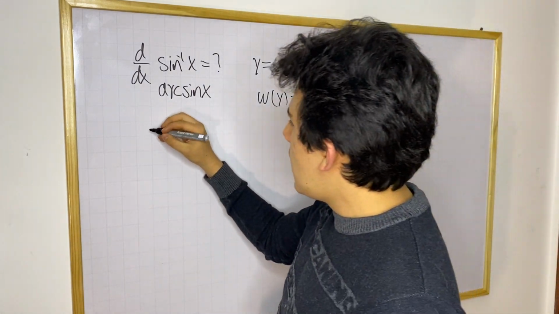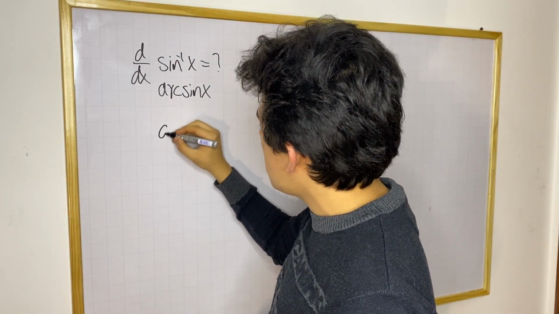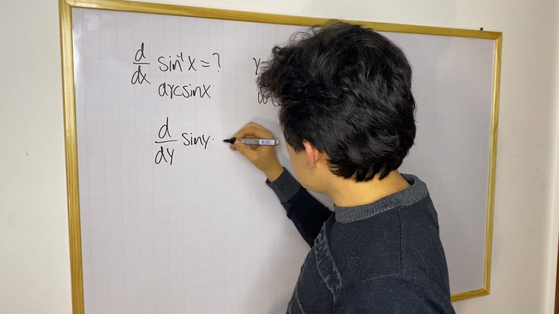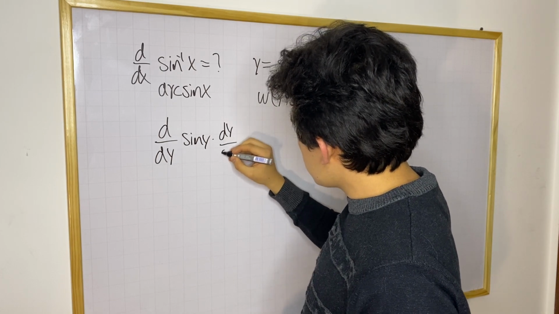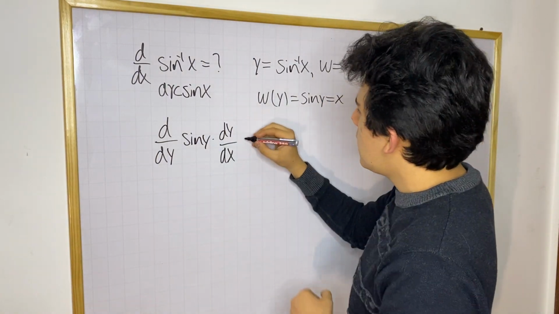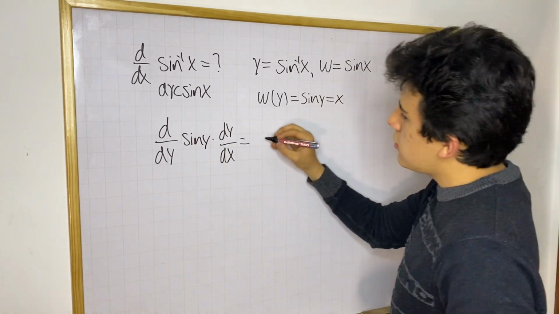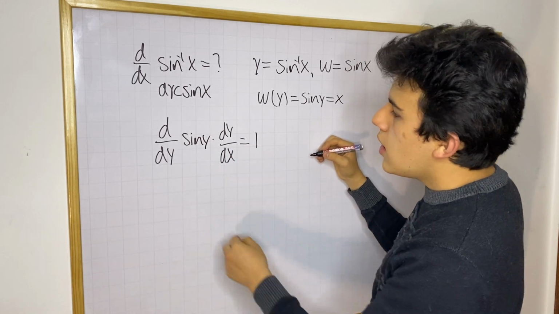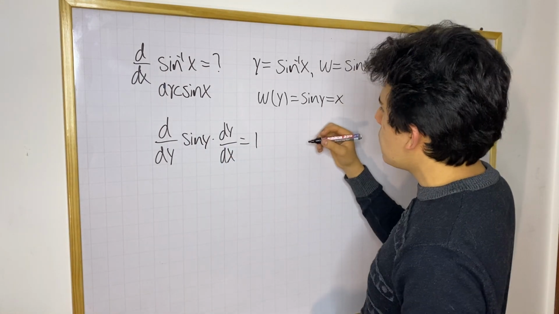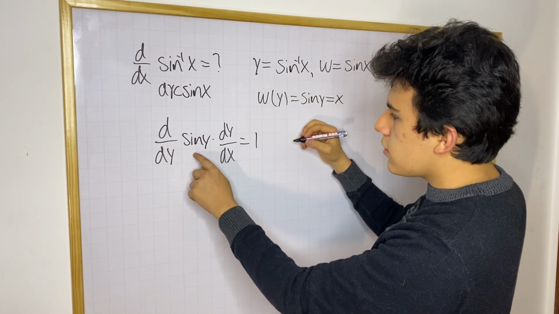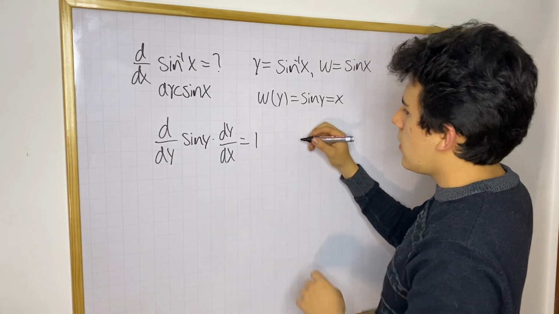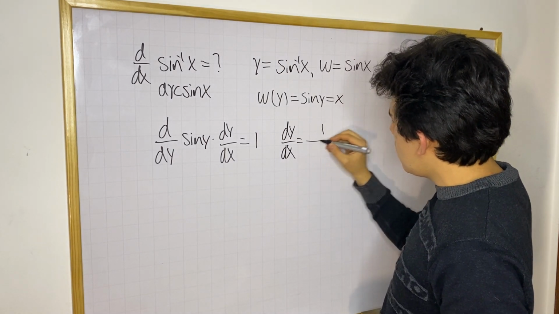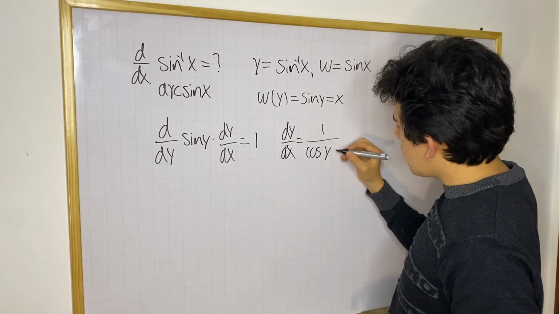So we know that the derivative of this equation is going to be d over dy of sine y times the derivative of y with respect to x, okay? This is just the chain rule. And the derivative of x, well, we know it's just going to be 1. And now we can just simply solve for dy over dx. We know the derivative of sine is going to be cosine y. And we're going to move this cosine y to divide on the other side of the equation. So you have that dy over dx is going to be equal to 1 over cosine y, okay?